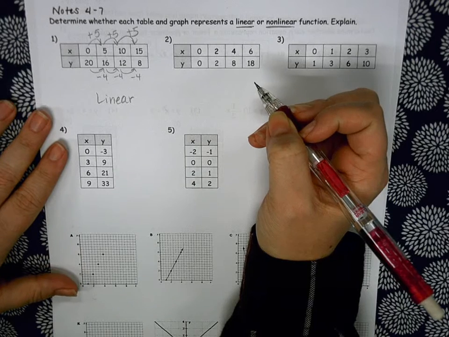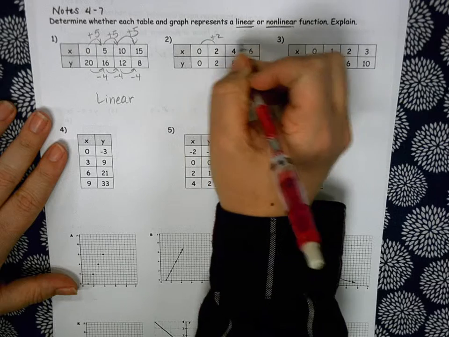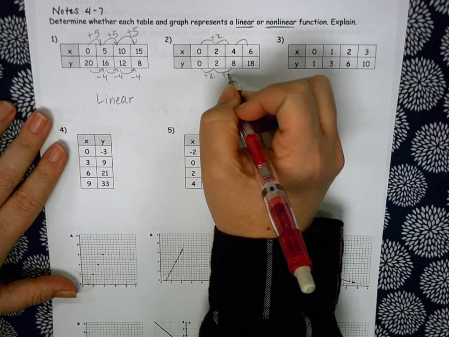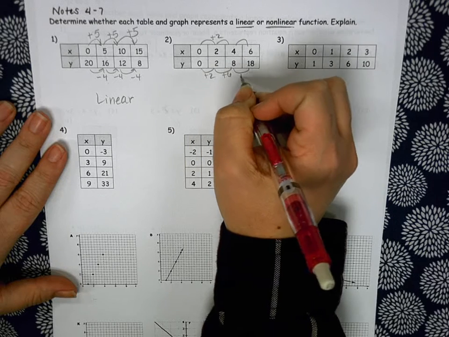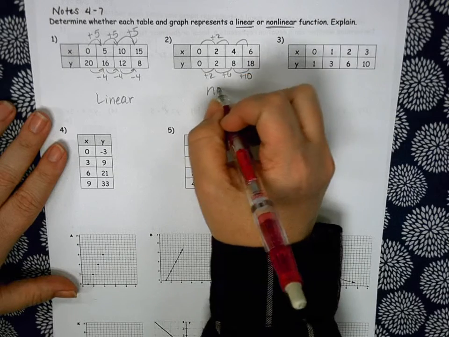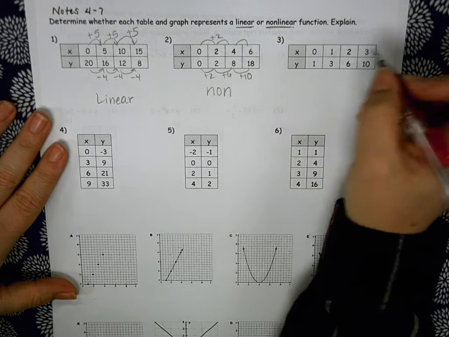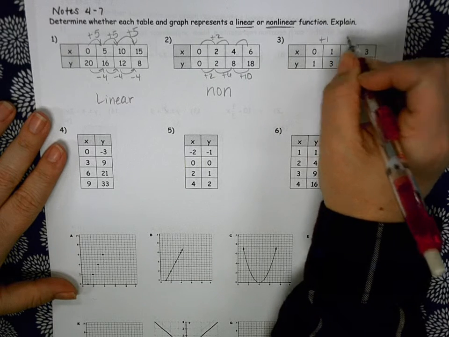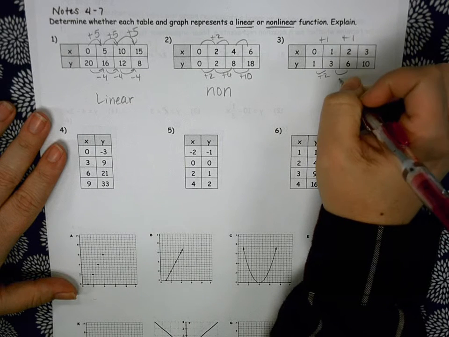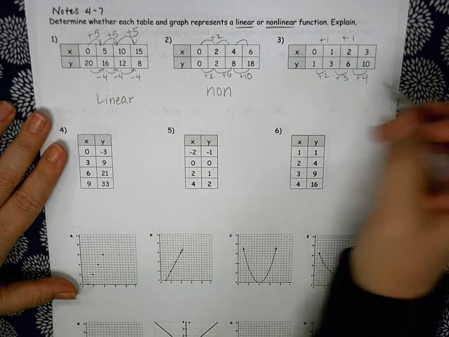Now let's look at number 2. This x is going up by 2 each time, right? Y is going up by 2, and then it's going up by 6, and then it's going up by 10. So do you think this is linear or non-linear? Non. I'm just going to write non for non-linear. And then 3. The top, clearly, these are all going up by 1, right? The bottom, they're going up by 2, and then 3, and then 4. So is this linear or non-linear? Non. Good.